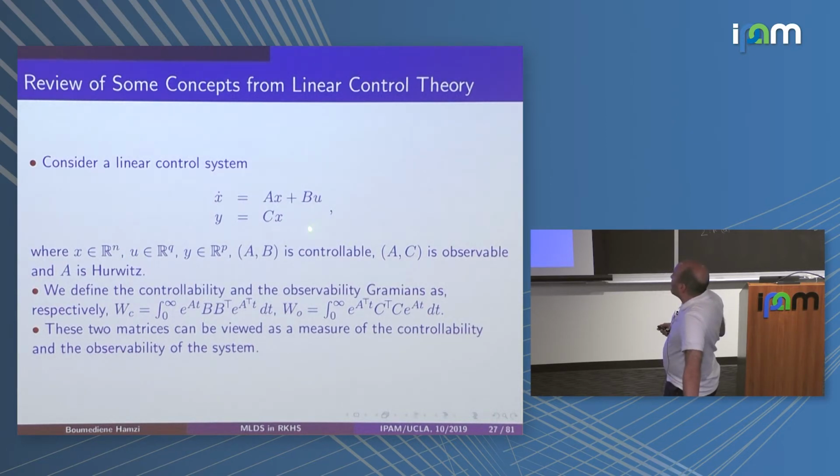So we consider a linear control system: x dot is equal to Ax plus Bu, and y is equal to Cx. We assume that (A, B) is controllable, (A, C) is observable, and that A is stable. We define the controllability and observability Gramians for this linear system. These two matrices can be viewed as a measure of controllability and observability of the system.